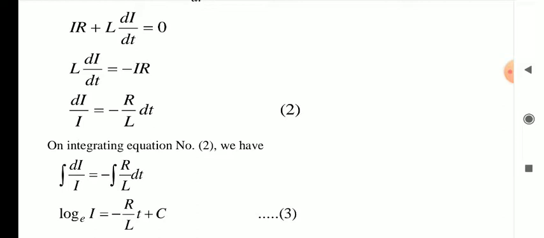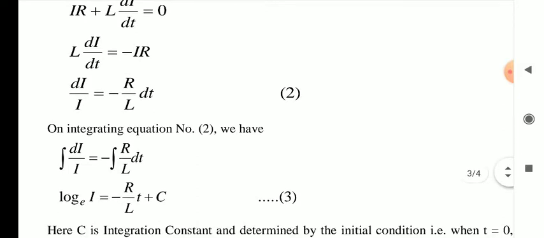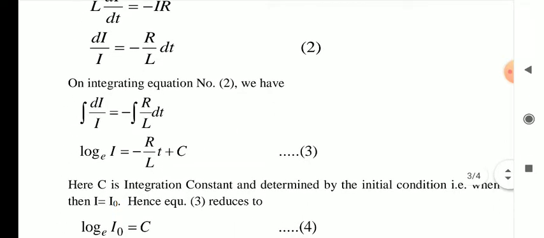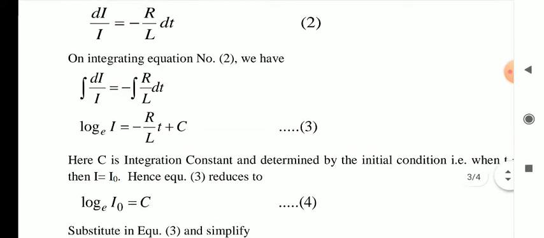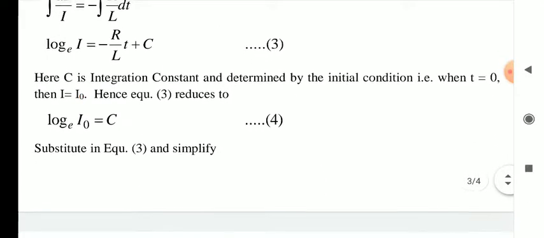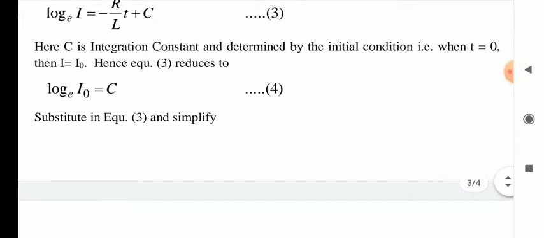So once again, on integrating equation number 2 with respect to t, we have the integration of di by I equal to minus the integration of R by L into dt, or log I to the base e is equal to minus R by L into t plus C. Once again, C is called the integration constant and is determined by the initial condition, that is, when t is equal to 0, then I is equal to I naught.